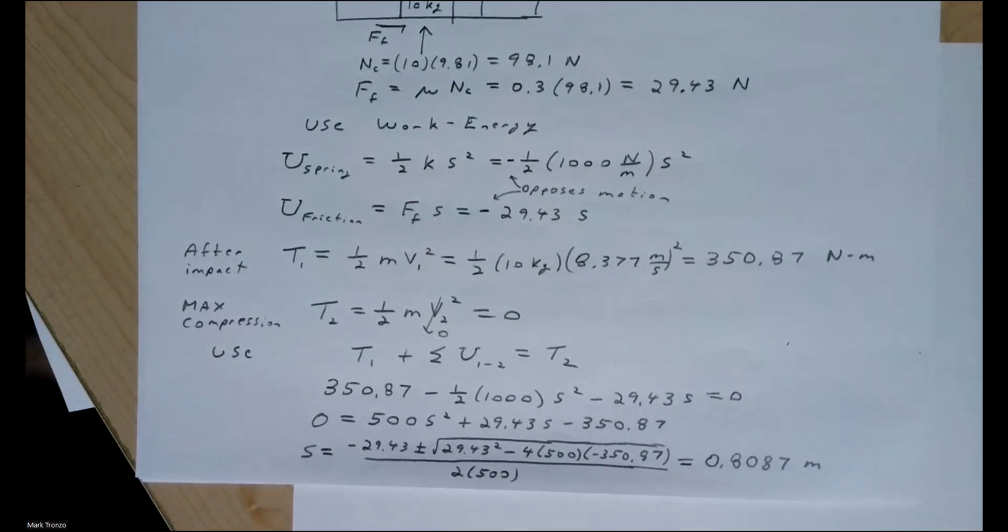So again, when we look at this problem, we had to do it in several steps because things were changing. The first step was to go from when A started until it reached B, and then after the impact, and then after the compression of the spring. And we got the maximum compression to be 0.8087 meters.